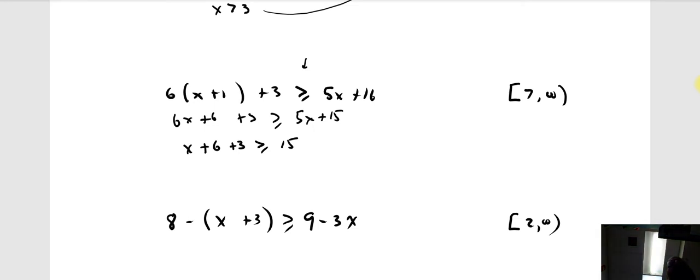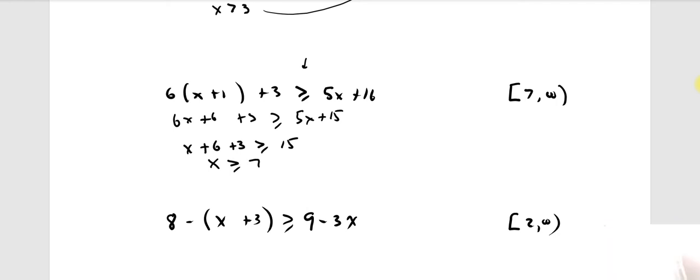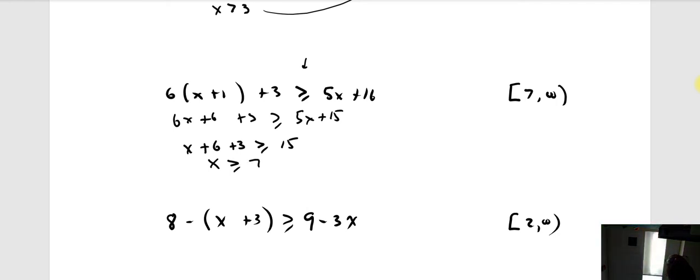Move the 6 and the 3. And if you want to, I probably could have written that as 9. That's perfectly fine. If we subtract those, we get x greater than or equal to 7, I believe. Take 15 minus 6 minus 3. And that looks consistent with this. So we're happy. We move on.